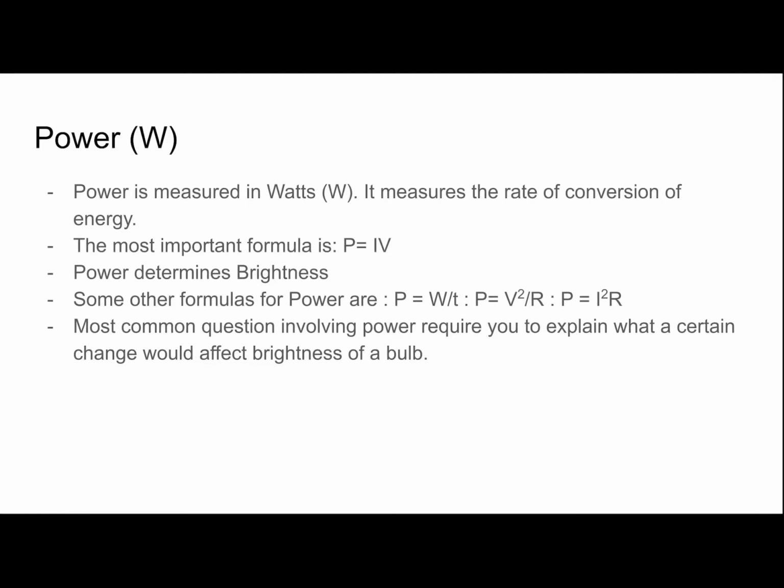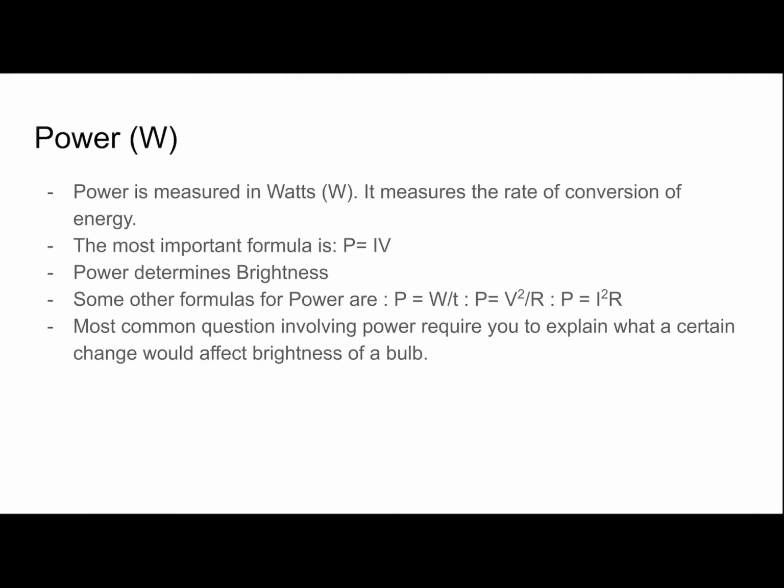Another very important point: power determines brightness. The more powerful a light bulb is, the brighter it is. Some other formulas for power are P equals work over time, P equals V squared over R, and P equals I squared R.